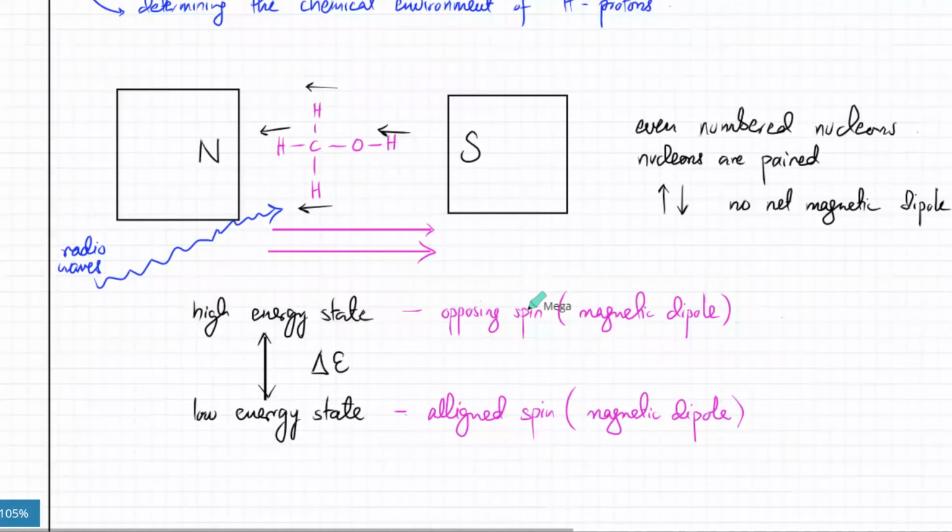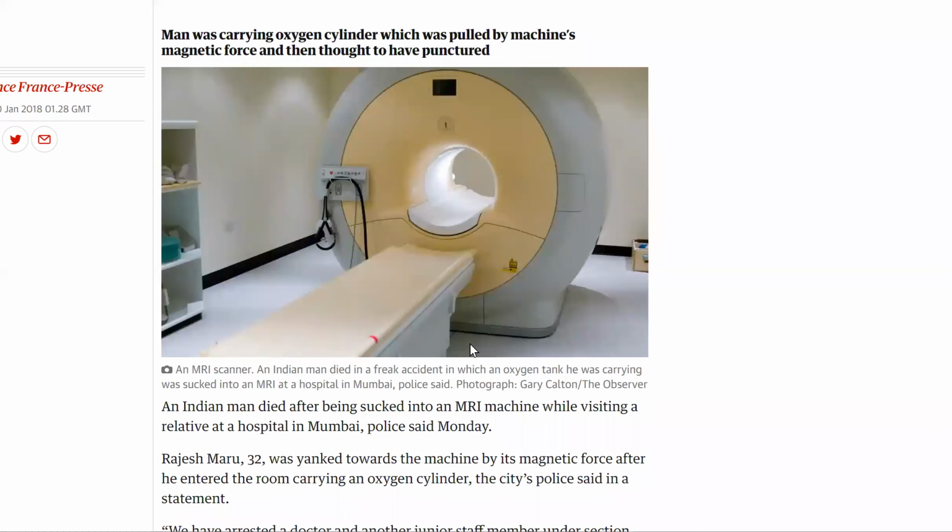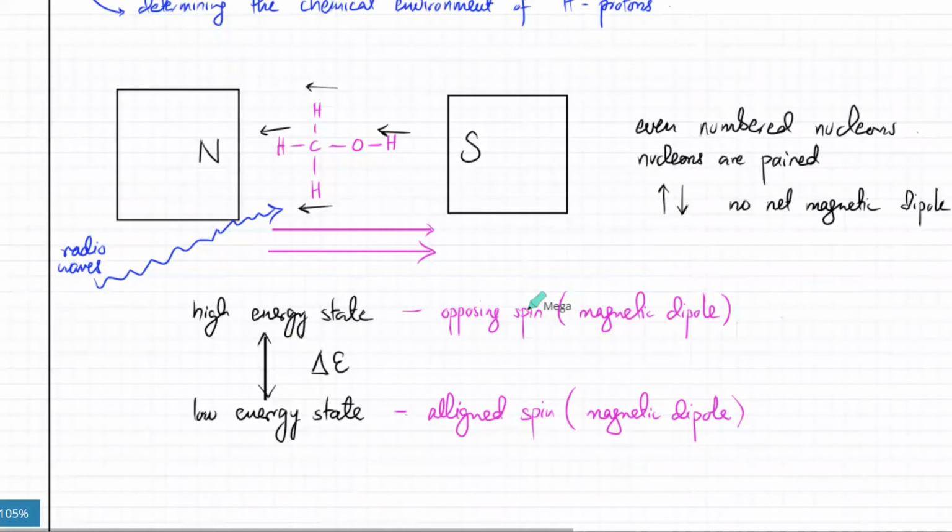So if there is a powerful magnet and the person goes in, then all our hydrogen protons would start pointing in one direction. But then when you apply radio waves, they would start to resonate. They would resonate between the two states. Okay.